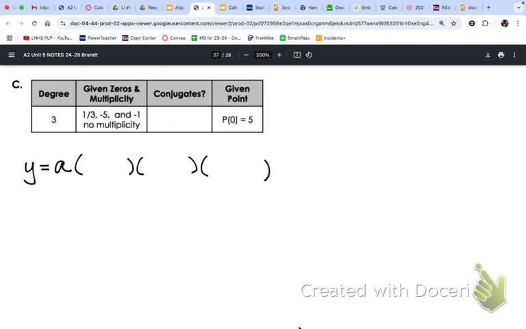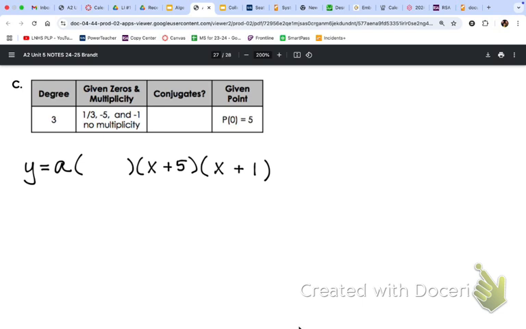Okay, so try that. Which ones can you fill in for sure? If you're confused about 1/3, you could leave that for now and just do the other 2. What one, or what factor does that come from? Negative 5 comes from plus 5, right? What about negative 1? Plus 1. Okay, and this one is weird.